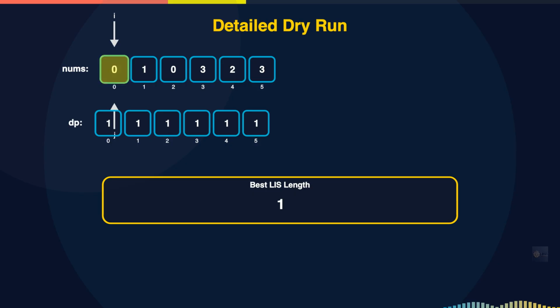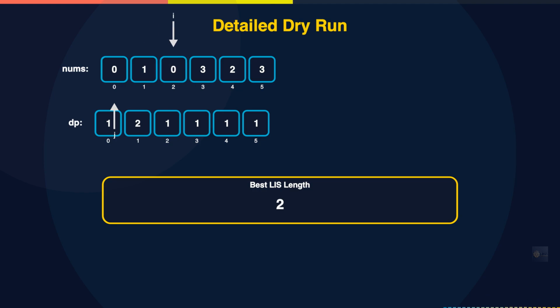First, i is at index 0 with value 0. There is no earlier index to compare, so DP at 0 stays 1. Next, i moves to index 1 with value 1. j scans index 0. 0 is less than 1, so we can extend. DP at 0 plus 1 equals 2. DP at 1 becomes 2.